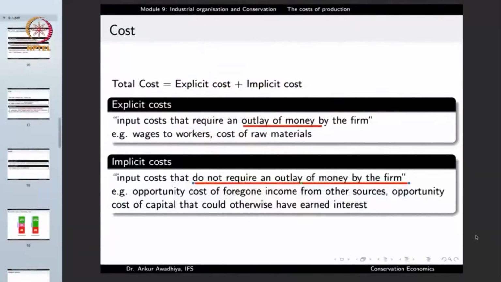So this is an input cost that does not require an outlay of money by the firm. So the spectacles firm will not say that we have foregone this 60,000, but then this is a cost for this person.